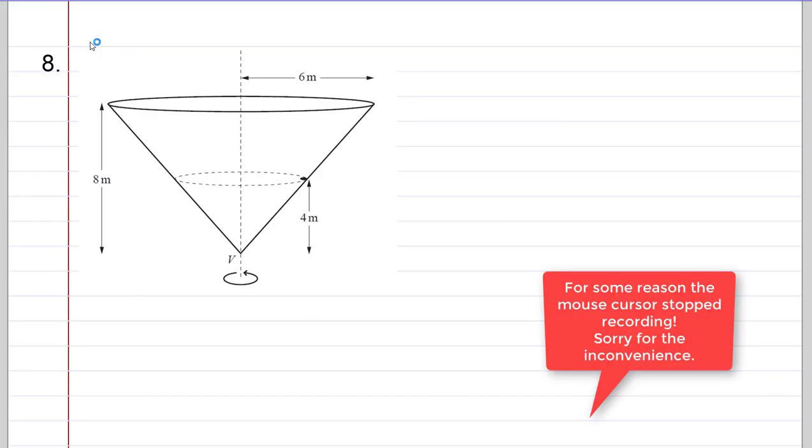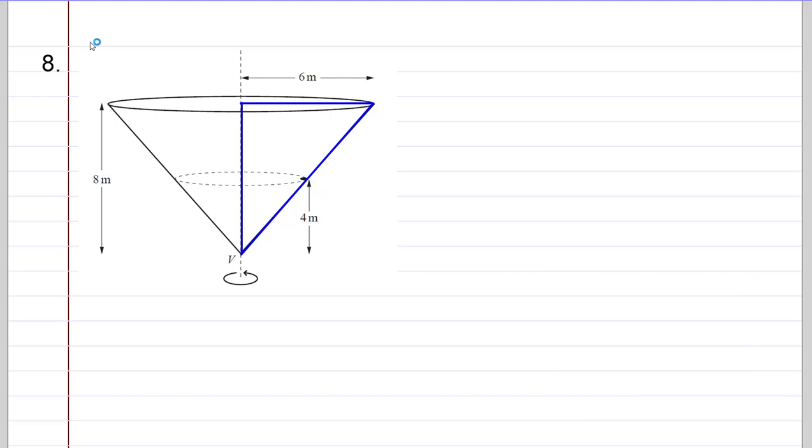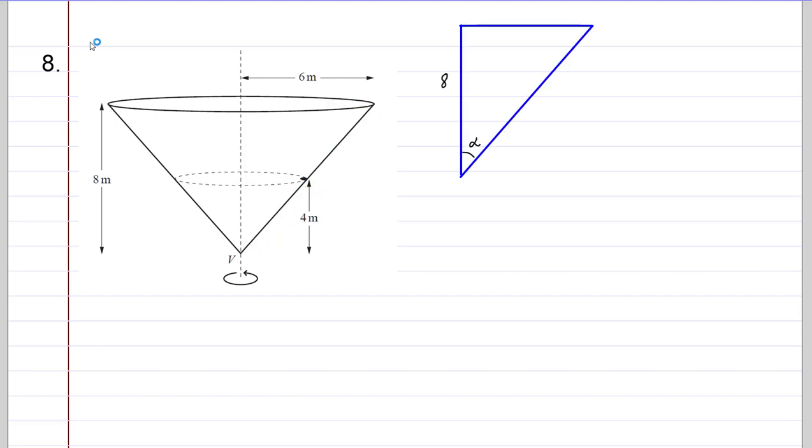So for a lot of this problem, I'm going to be working with a right angled triangle that goes up here, across the top, and then vertically down. In this triangle, we know the height of the triangle is 8, and we know the base of the triangle is 6, and so if we label our angle down here as alpha, we can find out sine alpha and cos alpha. If this side is 6 and this side is 8, I can use Pythagoras and find out this side is 10 meters.